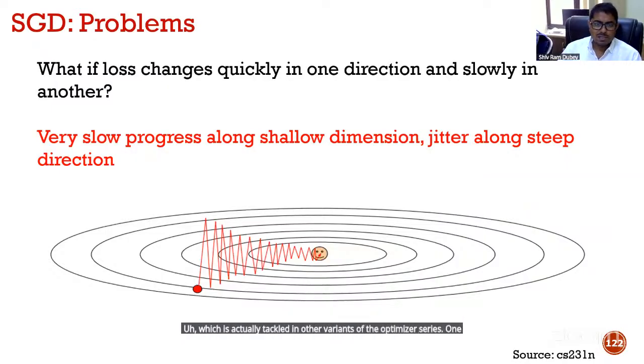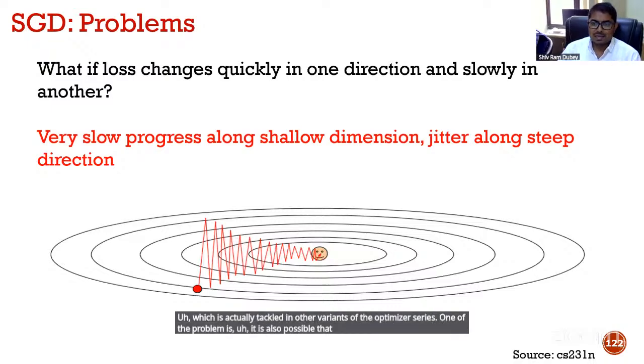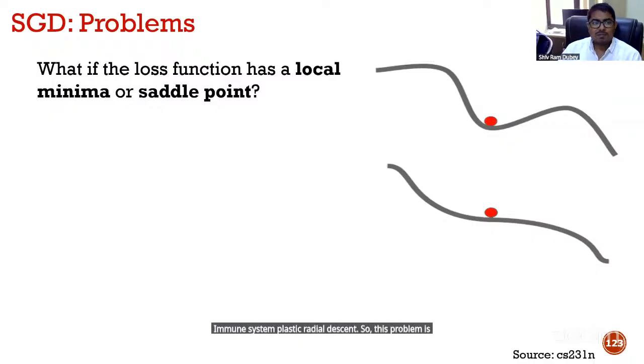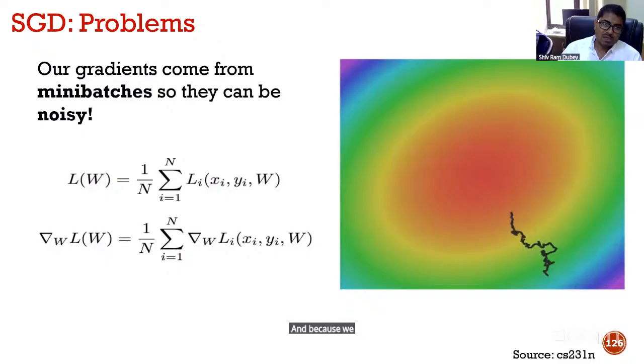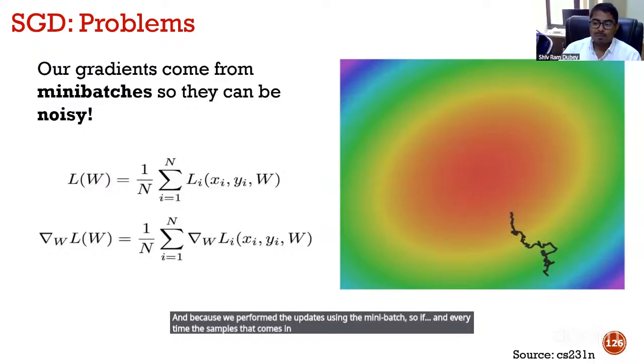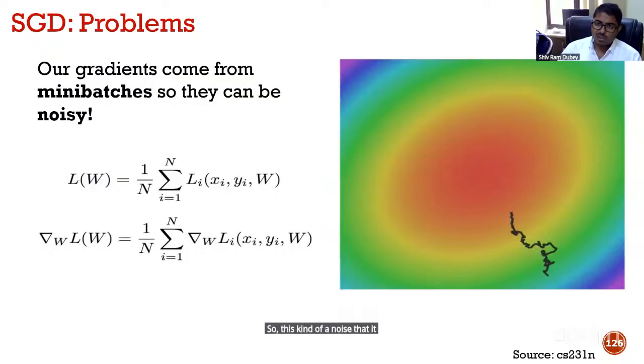One problem is that a lot of zigzag jitteriness can happen in one dimension, which can be reduced. There could be a problem of local minima or saddle point where the gradient is zero. We can get stuck there using SGD, which means stochastic gradient descent. And because we perform the updates using a mini batch, the samples that come in one batch of data might be completely different compared to another batch. That also creates a problem. Sometimes it gives us divergence in the optimization trajectory, so this kind of noise is created in the optimization trajectory.